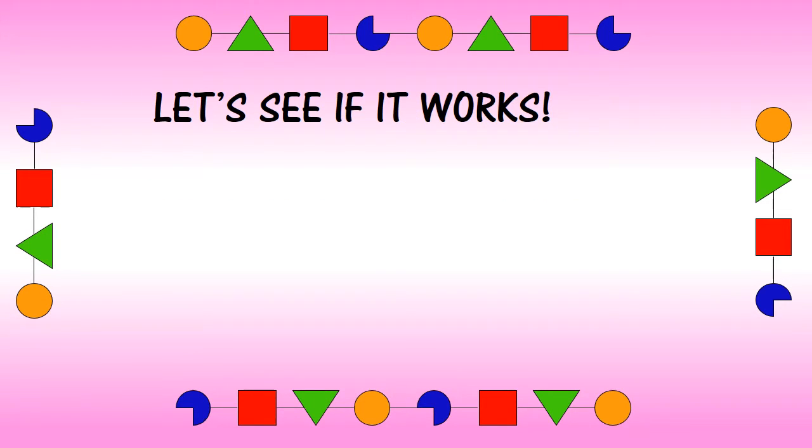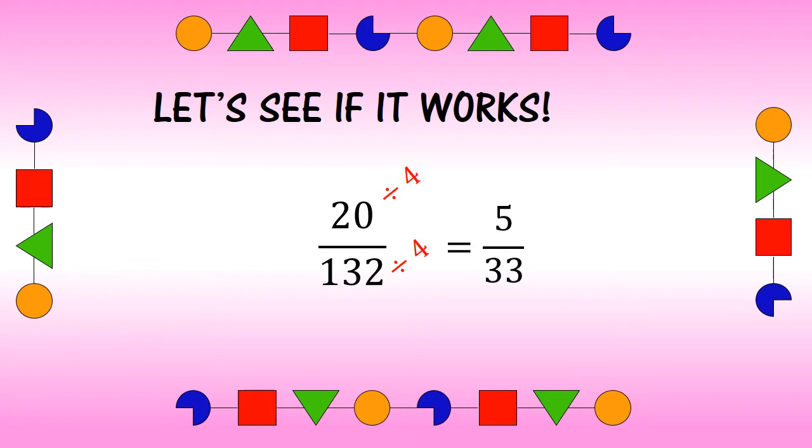Let's apply the rule of divisibility by 4 to a fraction. In the numerator, since the number is a two-digit number, the entire number must be divisible by 4, which it is. In the denominator, the last two digits are 32, which is also divisible by 4. Therefore, both numerator and denominator are divisible by 4, which reduces the fraction to 5 over 33.